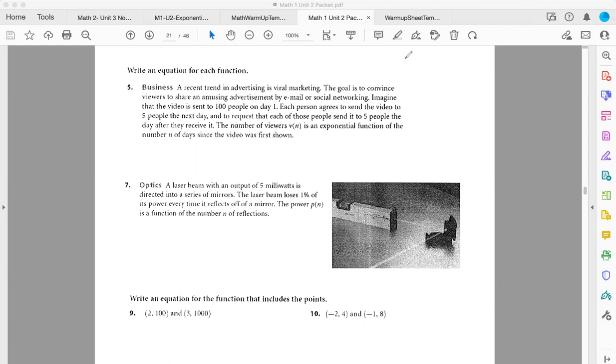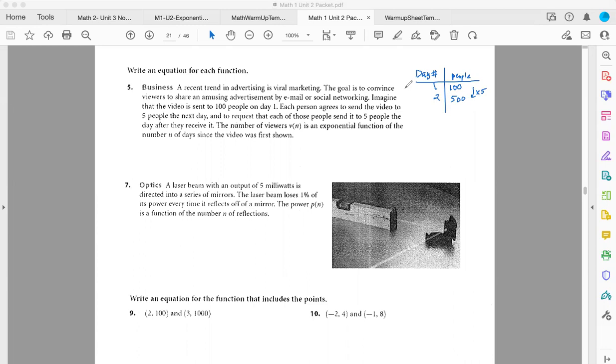Imagine that the video is sent to 100 people on day 1. So on day 1, if here we have the day number, and here we have the number of people, on day 1, you have 100 people. Each person agrees to send the video to 5 people the next day. So on day 2, if each one of these 100 sends it to 5, we have times 5, which is 500. So from here to here, you're multiplying by 5, basically.